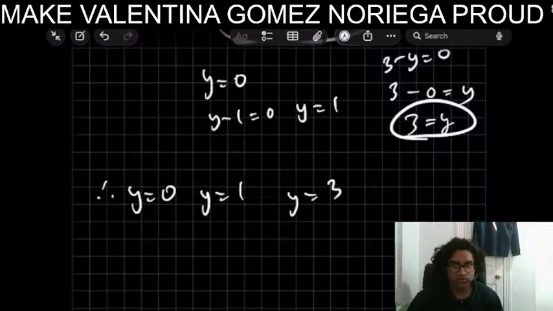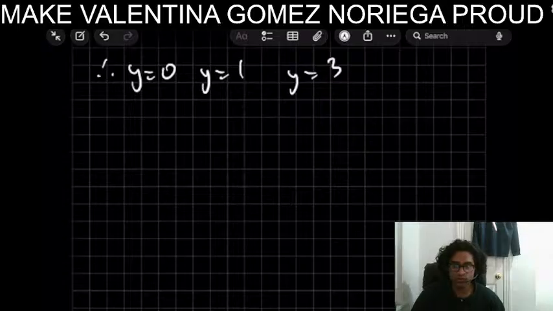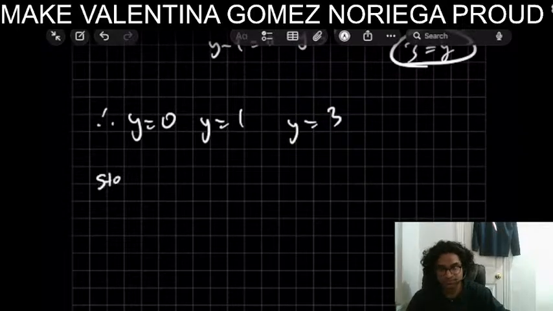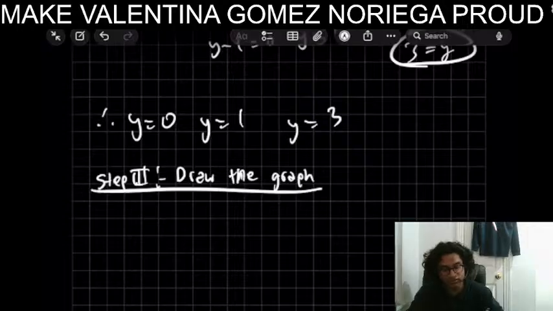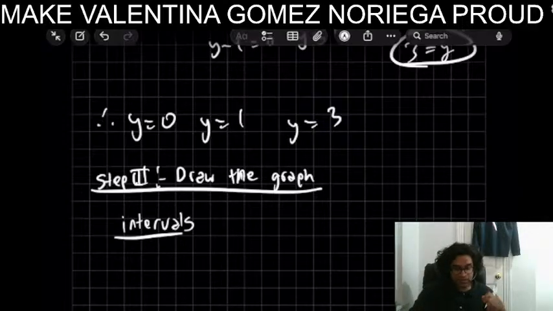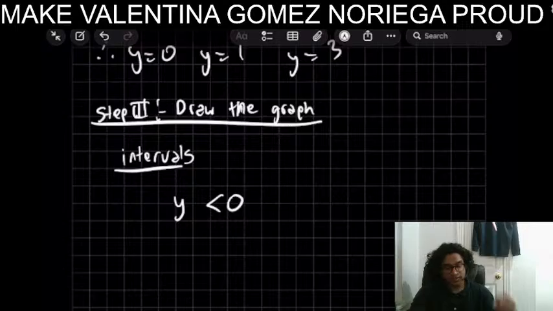So we have y equals 0, y equals 1, y equals 3. And now we're going to draw the graph. Step 3, draw. Ugh, this coffee, I don't think I put this much sweetener. So we have y equals 0, y equals 1, y equals 3. So intervals. My interval 1, first of all, will be y less than 0.